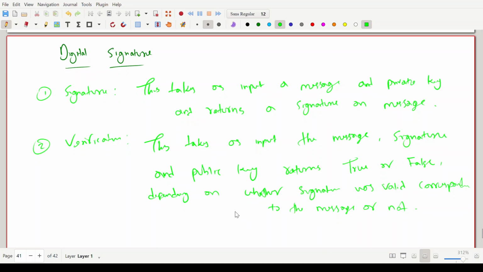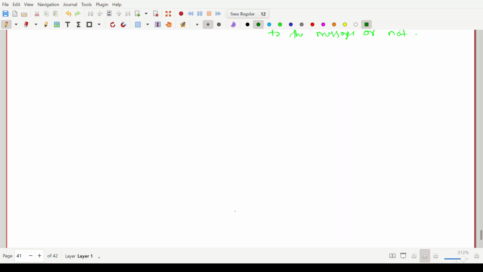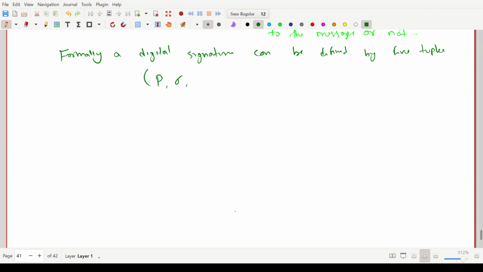So if we see the formal definition, then let me start giving a formal definition. Formally, a digital signature can be defined by a 5-tuple. We call it P, Sigma, K, S, V, where P is a finite set of possible messages. Sigma is a finite set of possible signatures.